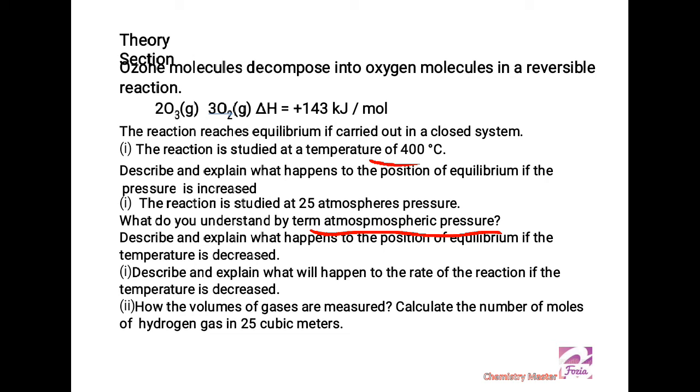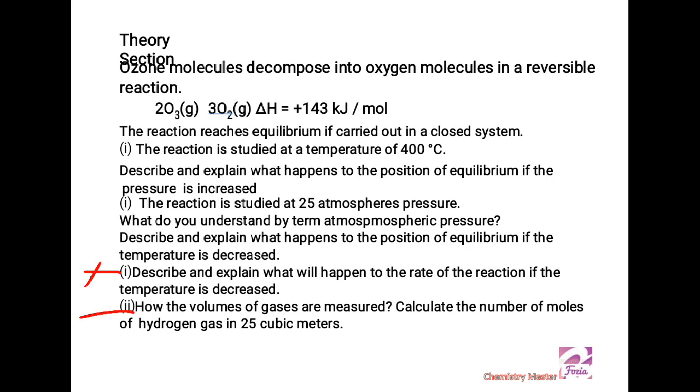Describe and explain what happens to the position of equilibrium if temperature is decreased. For an endothermic reaction, if temperature is decreased, do you think the reaction will proceed to give more product? No, obviously not, because temperature is the driving force which converts reactant into product. Describe and explain what will happen to the rate of the reaction if temperature is decreased. Okay, this is repeated, sorry.